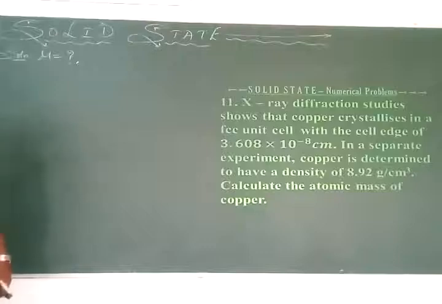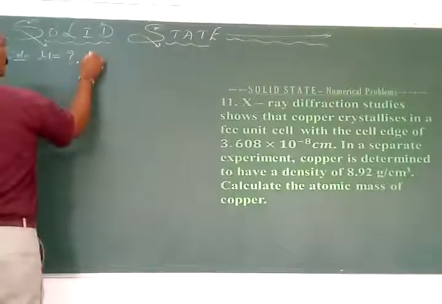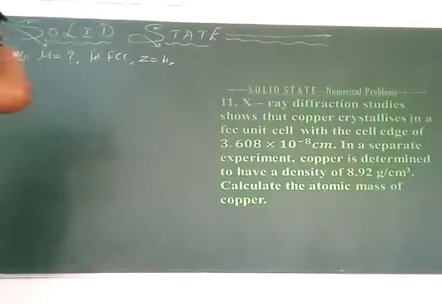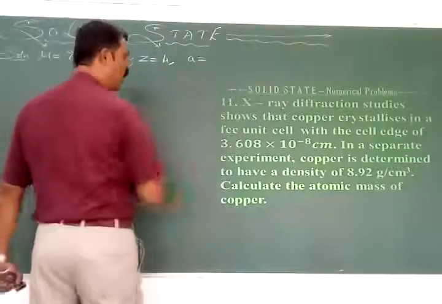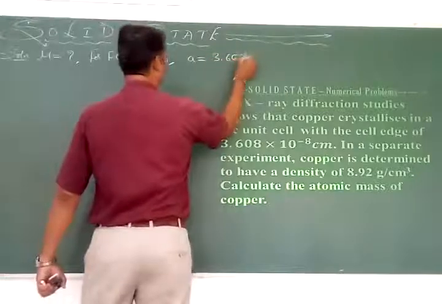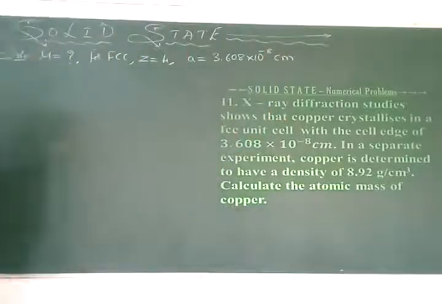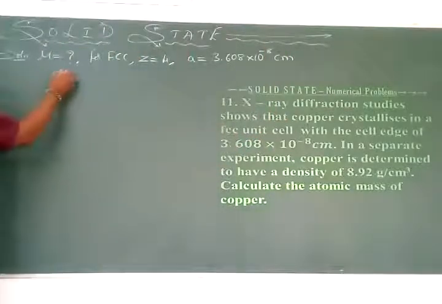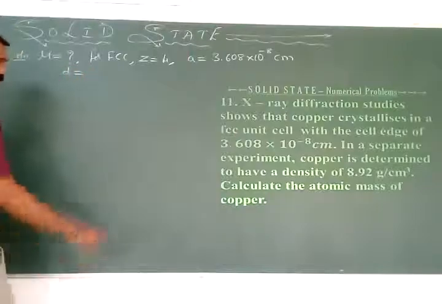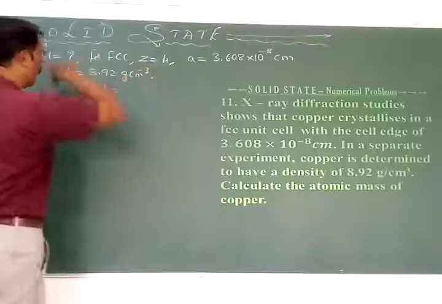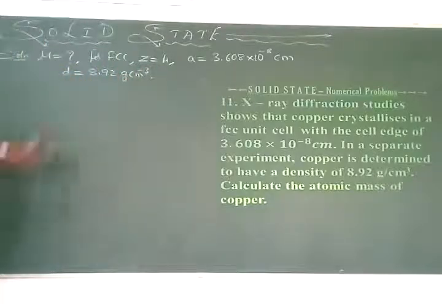Means we have to find out the value of M. Atomic mass means the molar mass. For FCC, Z is equal to 4. Edge length is given as A is equal to 3.608 into 10 to the power of minus 8 in terms of centimeter. Density is given as 8.92 gram per cm cube. We have to calculate the value of M. Z is known, A is known, D is known. So first what is A cube directly?